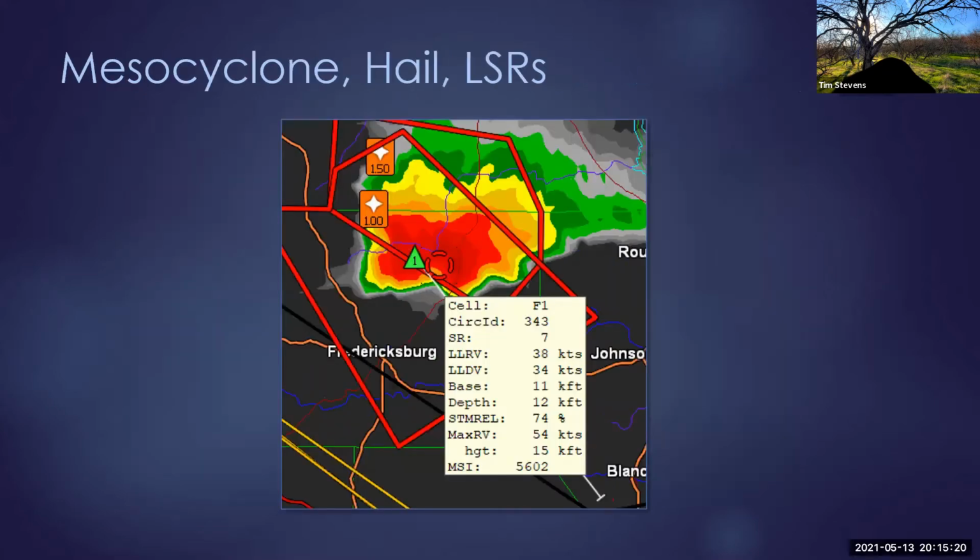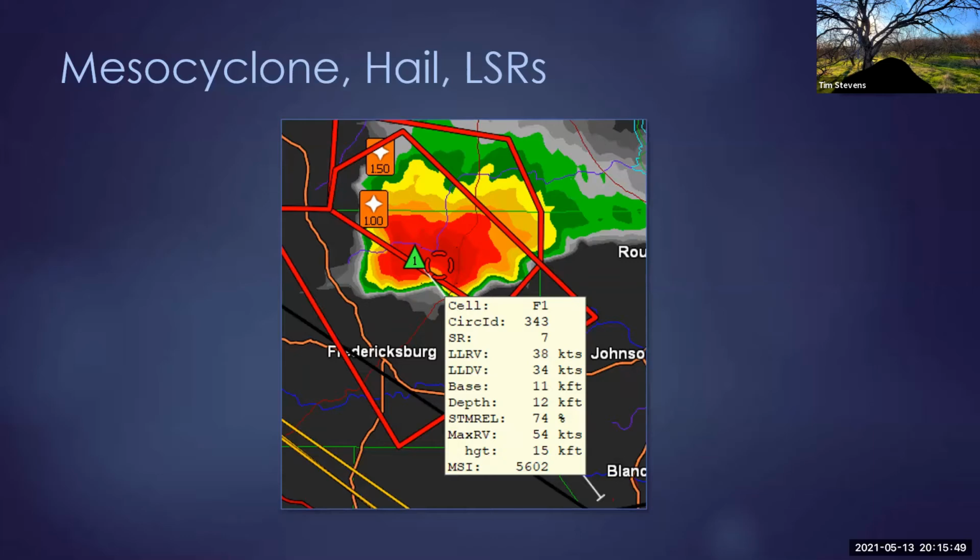When you see a red one, a mesocyclone, that's indicating that you have a column of air within a cell that is very likely rotating and rotating pretty consistently up through the structure of the supercell. Also shown on here are local storm reports showing 1 inch and 1.5 inch hail north of Fredericksburg. And this was taken a few days ago.